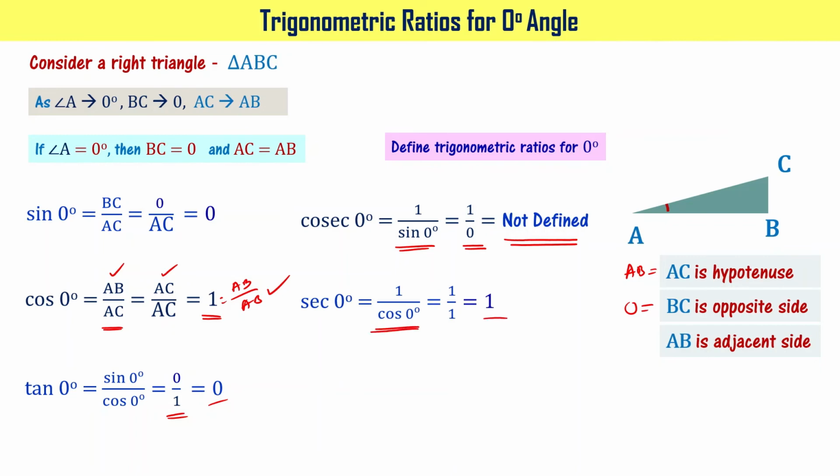Then we have cot 0 degrees, right? Cot 0 degrees can be written as 1 by tan 0 degrees, that is 1 by 0. As we said earlier, we don't know the value of the number when the denominator is 0, right? That's why we say that it is not defined. Please note this.